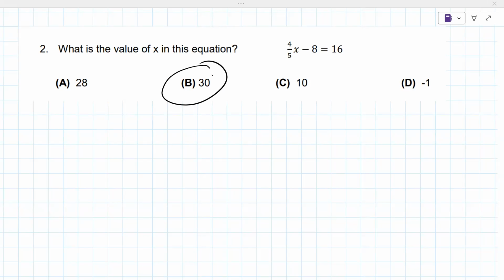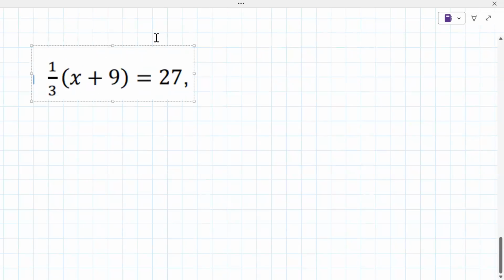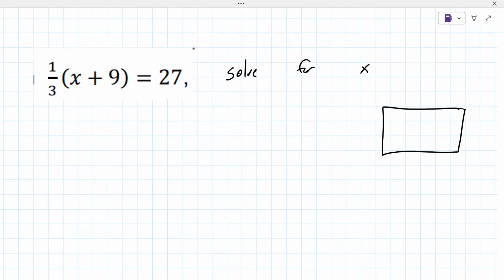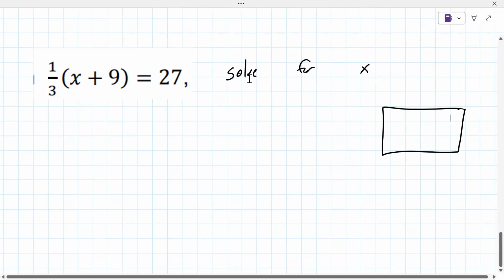Okay, so just because there will be a free response question, gridded response here, let's have you solve this and give me your final answer here. So I would distribute the 1/3, right? That is a possibility, yes.